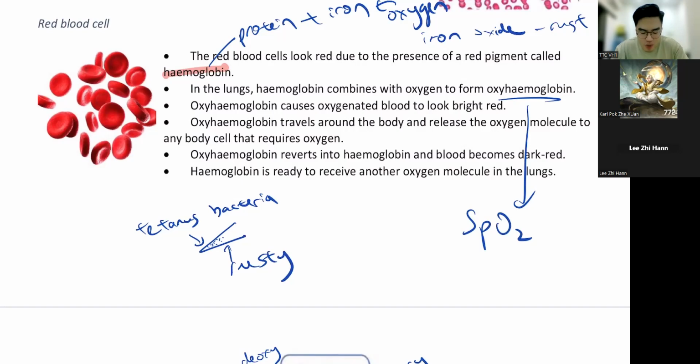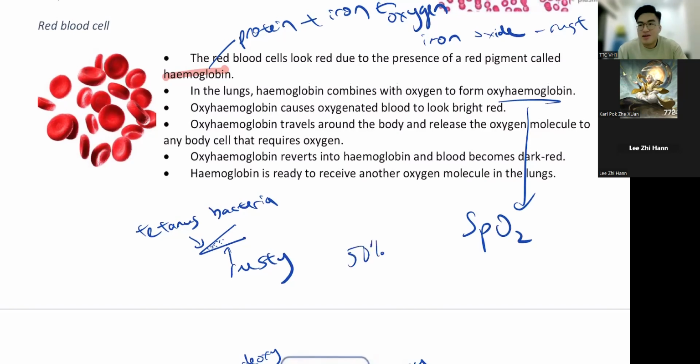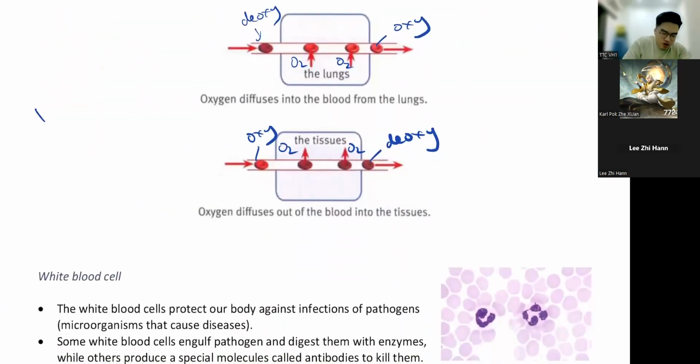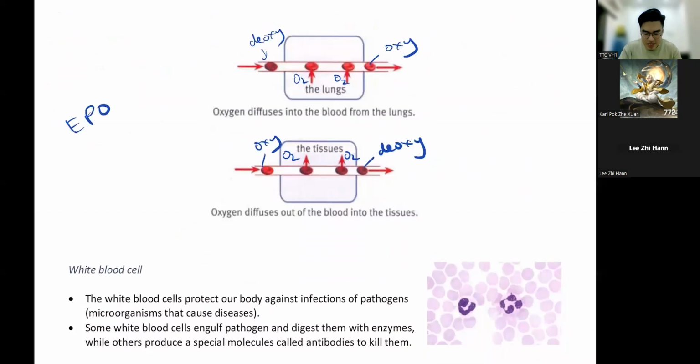So if you go and test an athlete, maybe they have like 50% red blood cells instead of 45%. They have about 5% more because they have more stamina. All right, which brings me to one more thing. Guys, have you heard of a drug called EPO? Erythropoietin. Basically, it's called EPO.